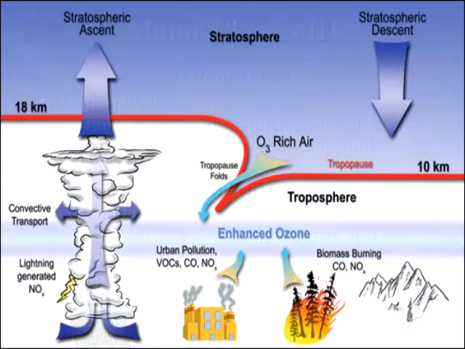Here's a NOAA graphic that illustrates the stratospheric ozone versus the tropospheric ozone, with, in the case of the troposphere, the source being various kinds of human activities like burning and industrial processes and things like that.